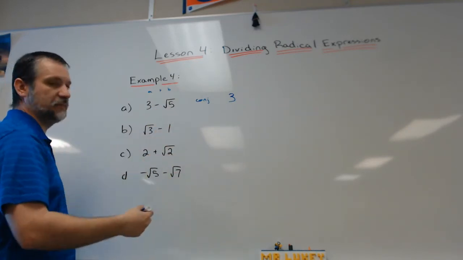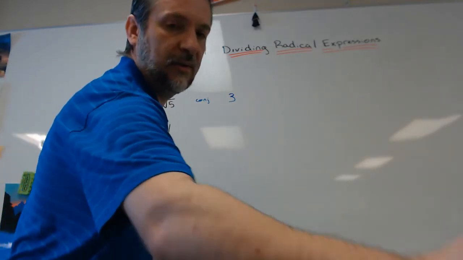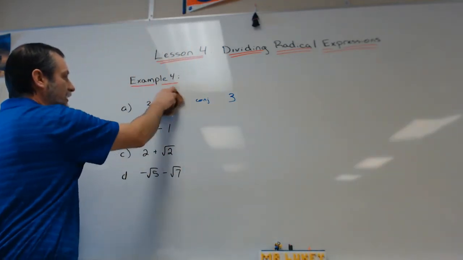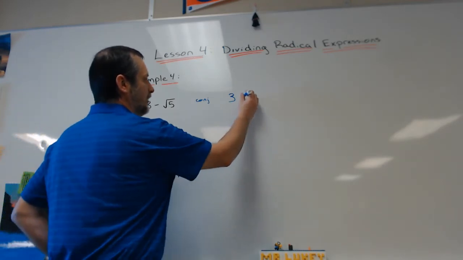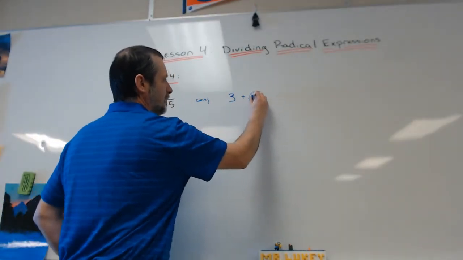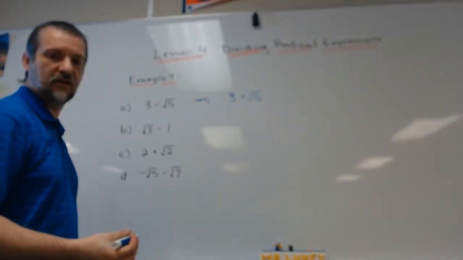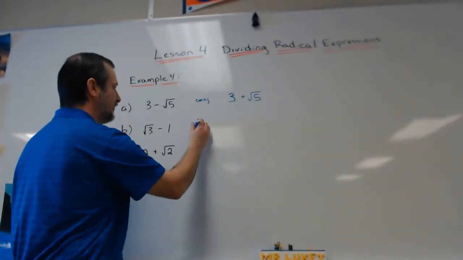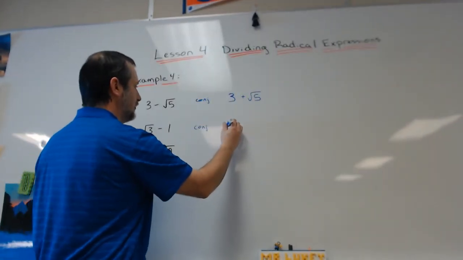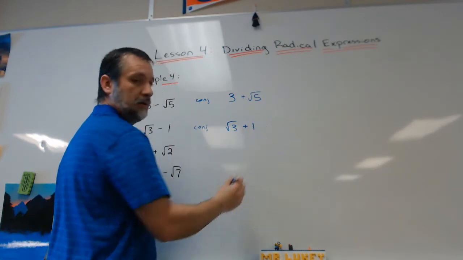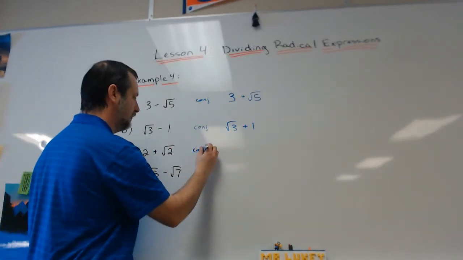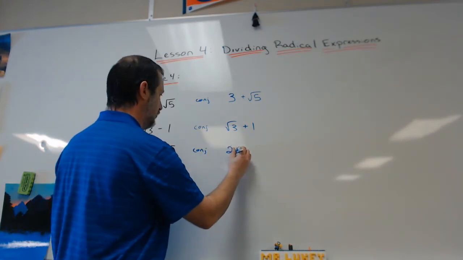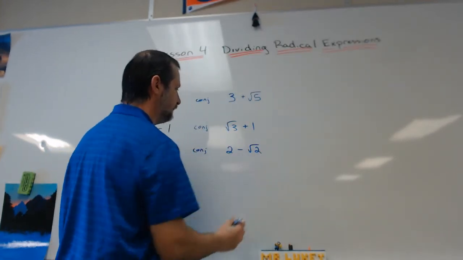If this was a minus b, then a plus b is the conjugate. So we keep the initial term the same, and we just flip the secondary term. So this would become 3 plus the square root of 5 as the conjugate of this one. For here, our conjugate is going to be square root of 3 plus 1. For 2 plus the root of 2, they're going to say 2 minus root of 2.